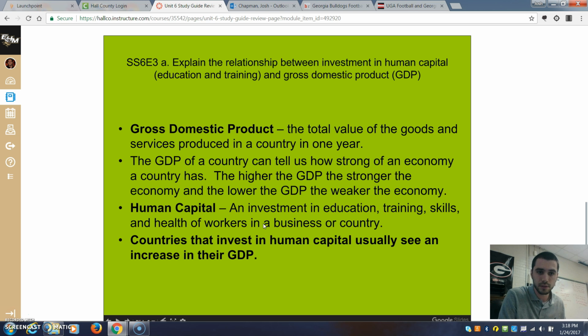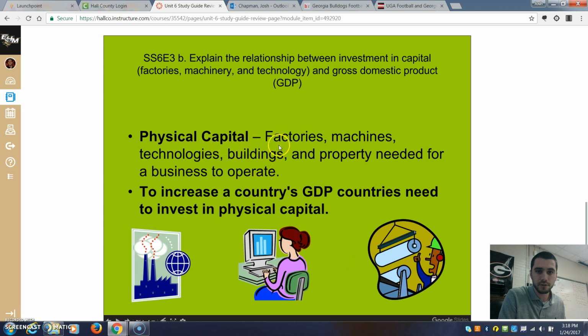Physical capital, okay? That's right there. Factories, machines, technologies, buildings, property needed for a business to operate. Physical capital. You need to start at "factories" and end in "operate." Write all of this, please.